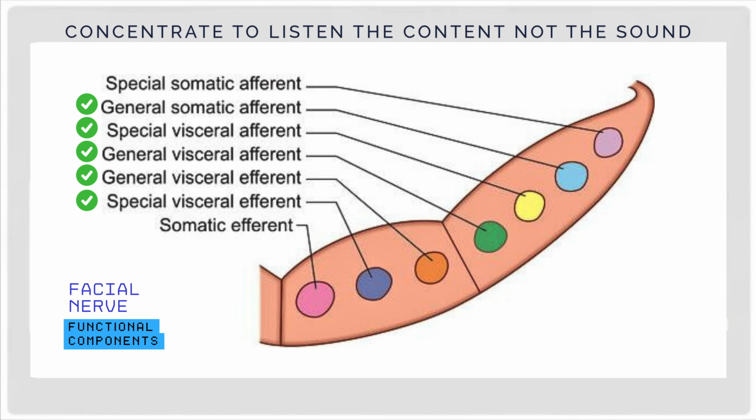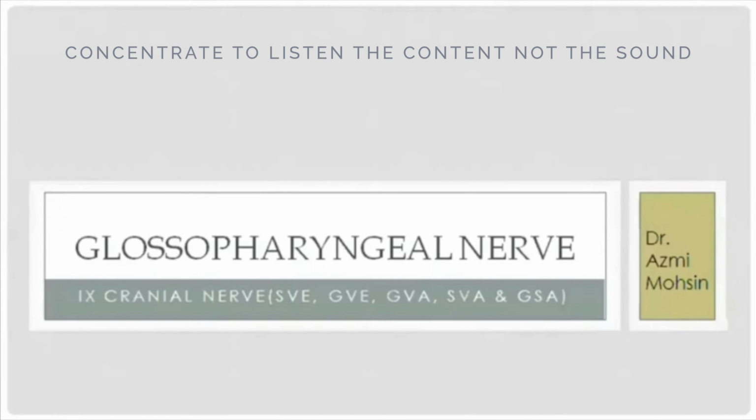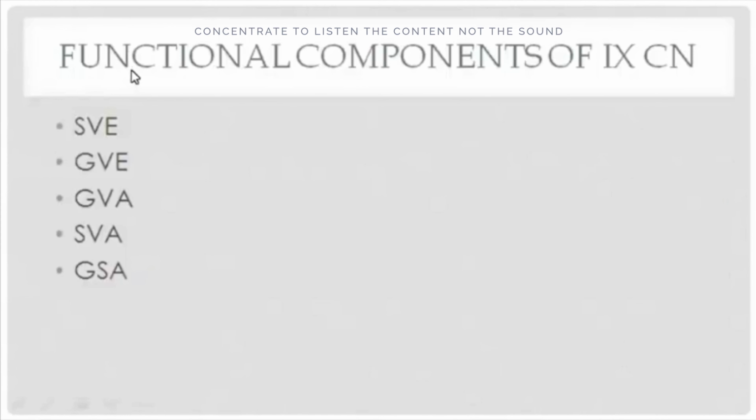Out of the seven, I told you there were five components involved in the facial nerve, except the medial most, that is general somatic efferent, and except the lateral most, that is special somatic afferent. So general somatic efferent and special somatic afferent, these two are missing in the facial nerve, and now the same pattern will be followed here in the glossopharyngeal nerve as well. Here also you have five functional components involved, except the medial most, that is general somatic efferent, and special somatic afferent. The rest five functional components you'll find here as well. Okay, so let's begin. So the functional components of the ninth cranial nerve, the glossopharyngeal nerve.